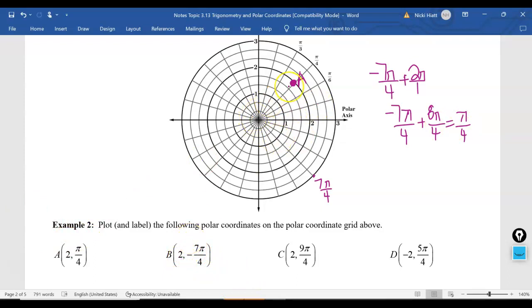Now, look what's happening right here. I'm ending up at the same spot as I was for A. Okay, so I've got negative 7 pi over 4 is the same as pi over 4, and my radius is the same. So this point is A, but it is also B.